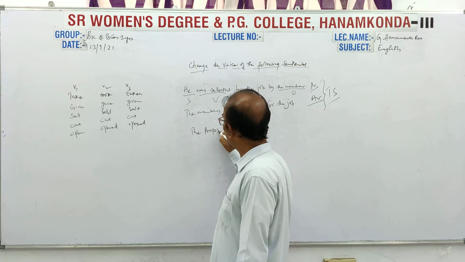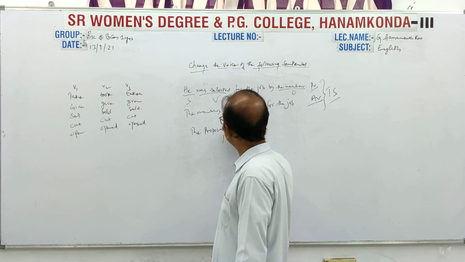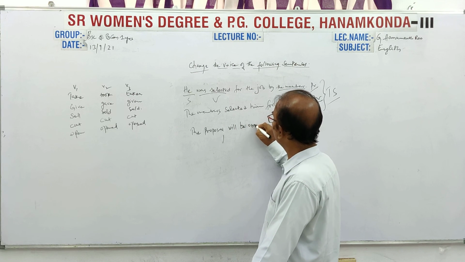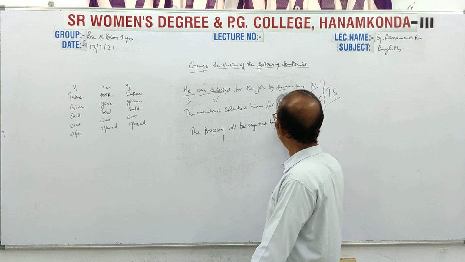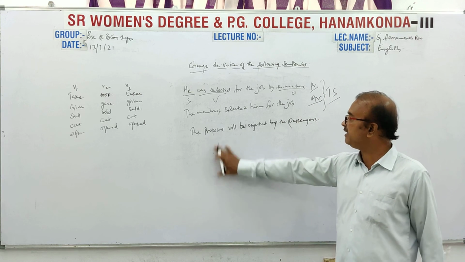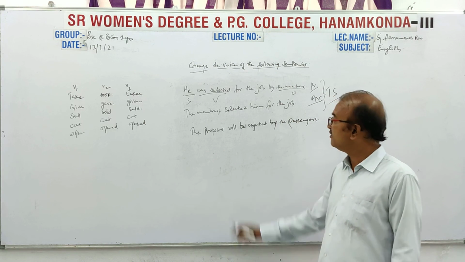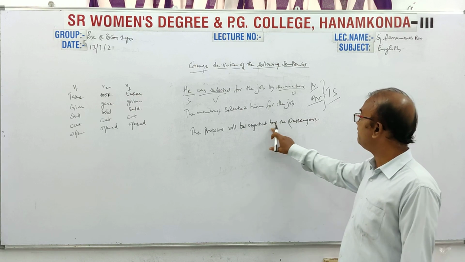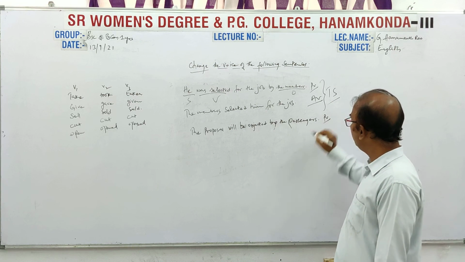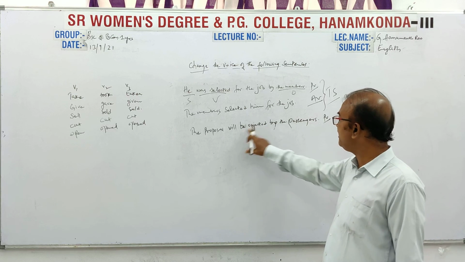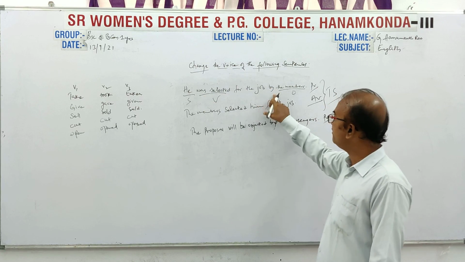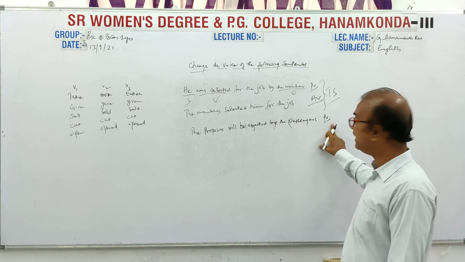The proposal will be objected by the passengers. Now check this one. There is be, be plus by. Both these things indicate that the sentence is in passive voice once again. Here we got was and by, but here we got be and by. So the sentence is in passive voice.